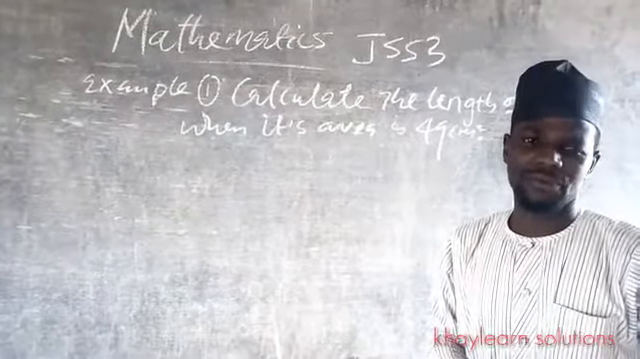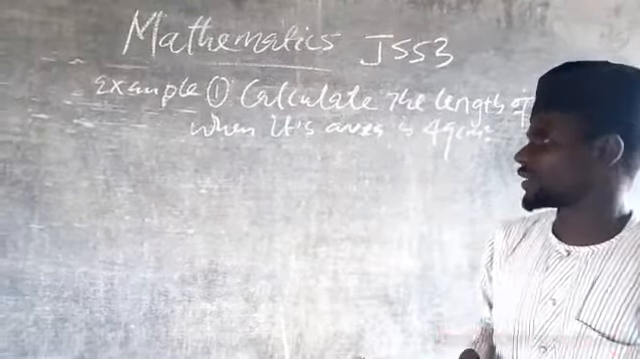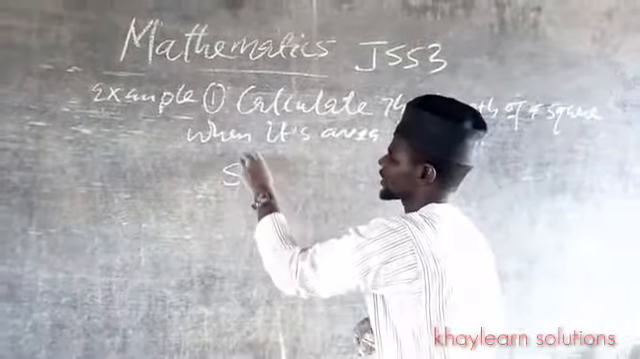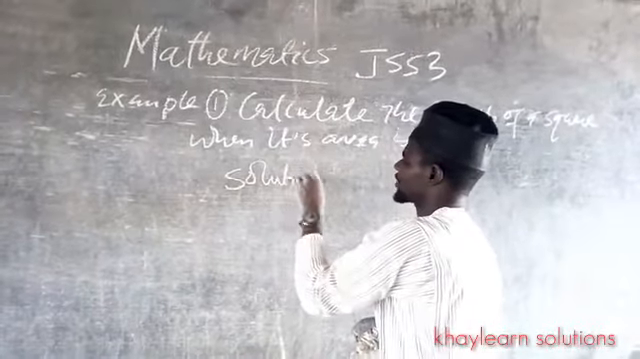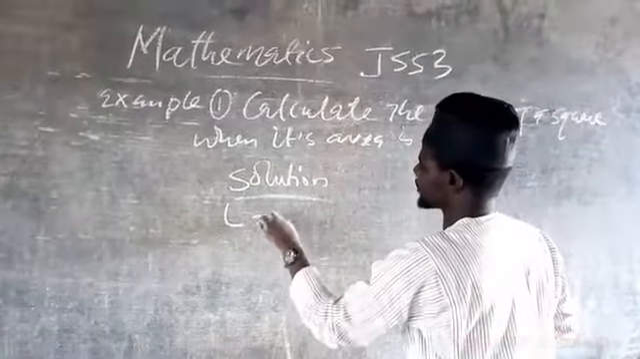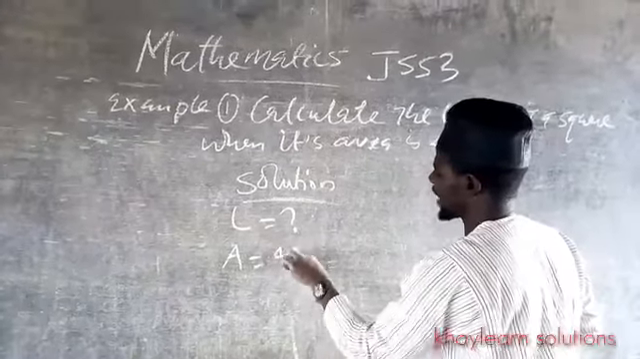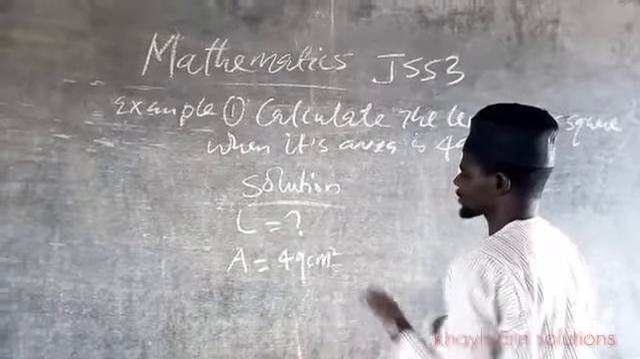So this time around you are not given a diagram, so you are going to solve it just the way it is. After writing solution, you find out that the length is question mark. The area given to you is 49 centimeters square.